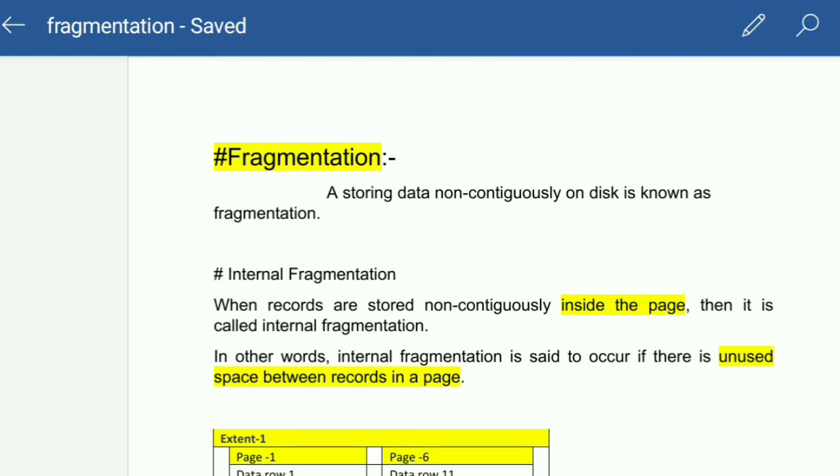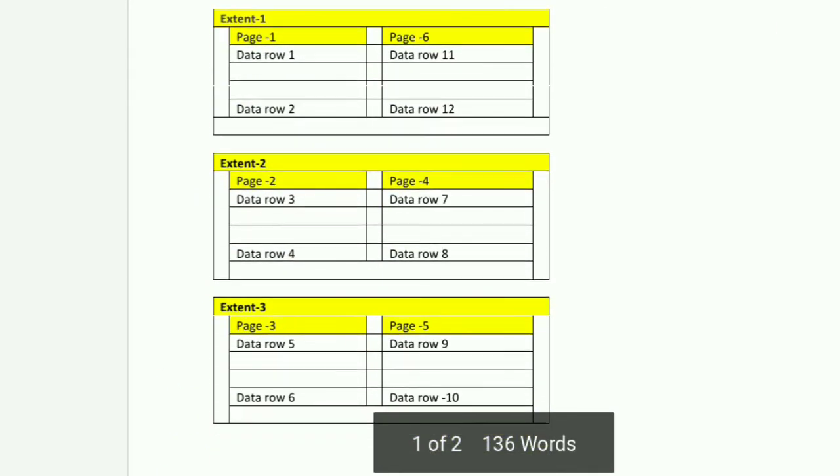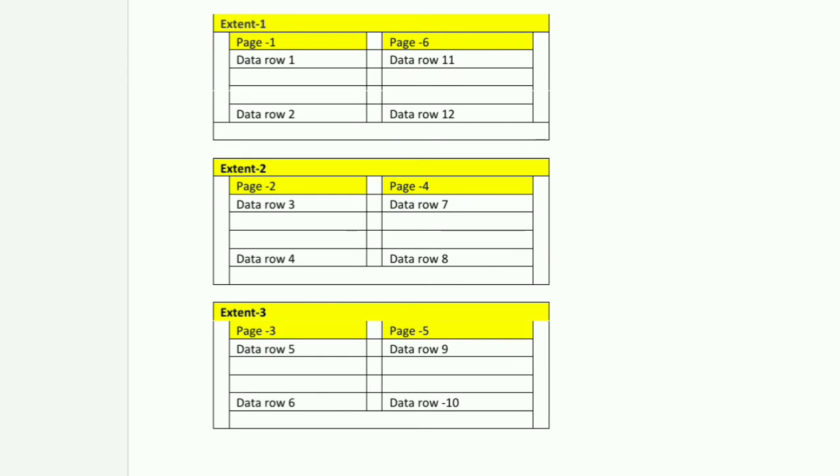So what does this mean? I have designed one table for better understanding. I have taken a couple of extents and pages, right? As we all are aware, data is stored in a page, and a couple of pages altogether is called an extent. So what is internal fragmentation? Unused space within a page, right?